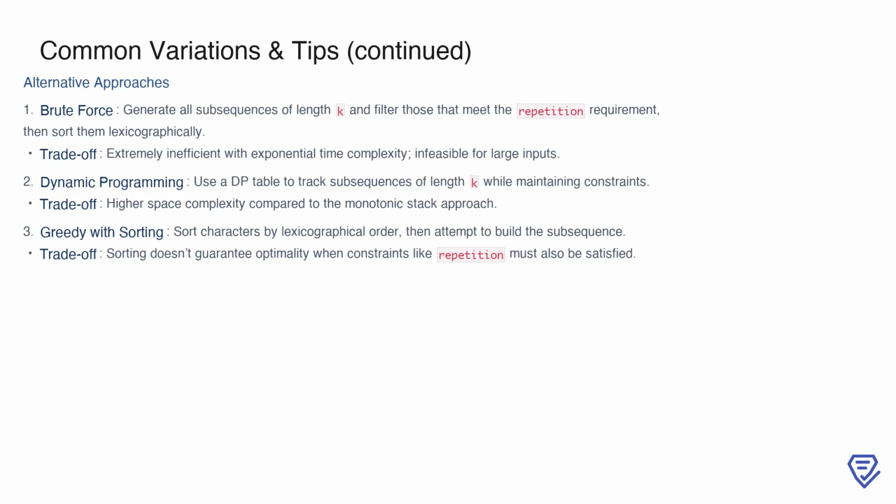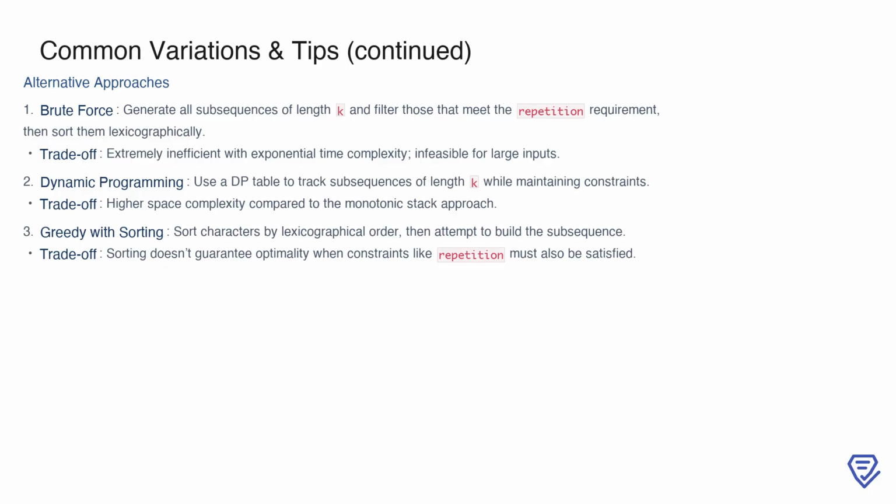In addition to the monotonic stack approach, there are other methods to solve this problem, although they come with trade-offs. For instance, a brute force approach involves generating all subsequences of length k, filtering those that meet the repetition requirement, and then sorting them lexicographically. While this guarantees correctness, it is extremely inefficient due to its exponential time complexity, making it unsuitable for large inputs.